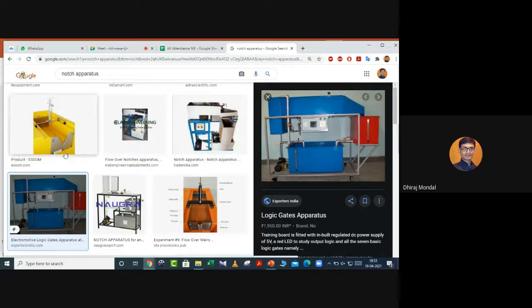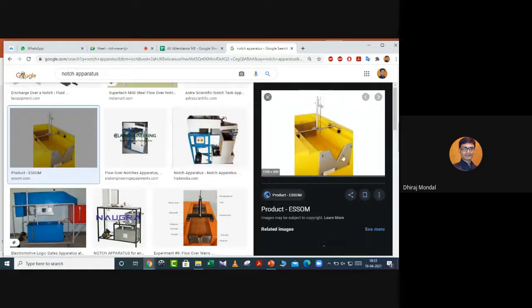And what should be the shape of the notch? If you are taking the rectangular notch, then this is the shape you can say. So water is flowing over this point. This point is called your crest or sill, and the sheet of water is called your nappe.